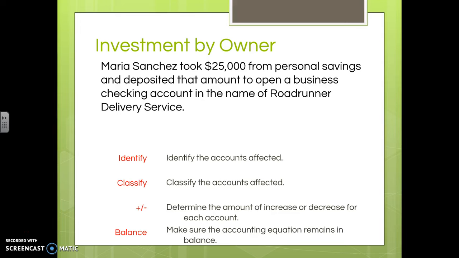So investment by owner, Maria Sanchez took $25,000 from a personal savings account. She is going to put that into her business's checking account in the name of Roadrunner Delivery Service. So your responsibility on your demo problem: identify the accounts affected, classify the accounts affected, determine the amount of increase or decrease for each account. Make sure the accounting equation remains in balance. You're going to do this for every single transaction associated with this demo problem.